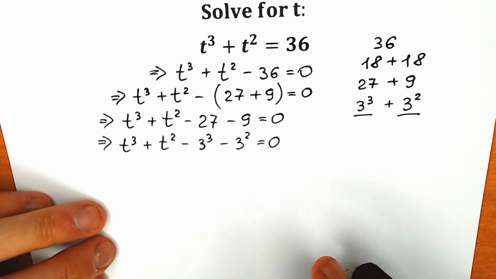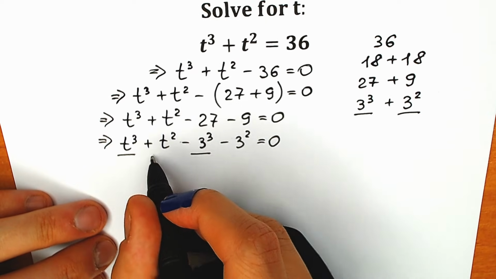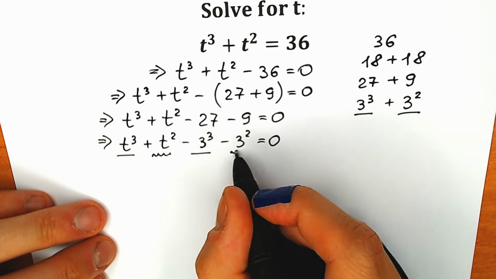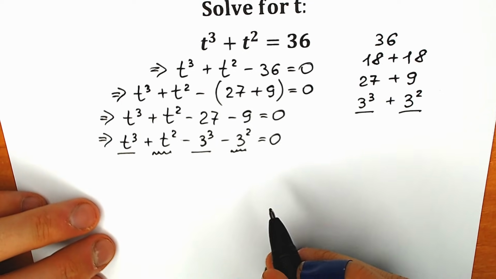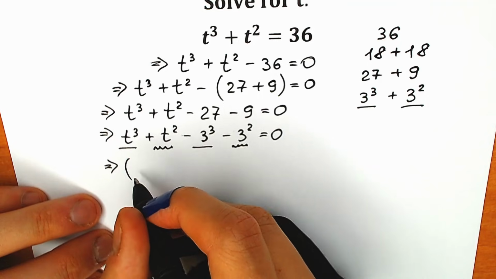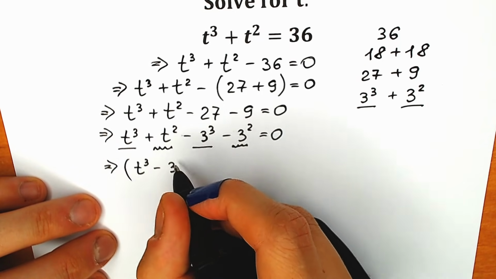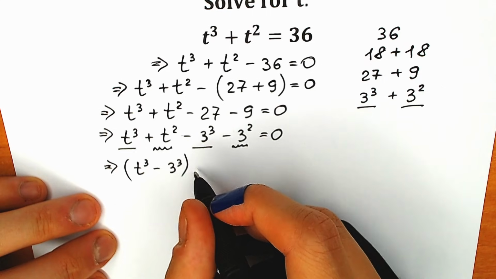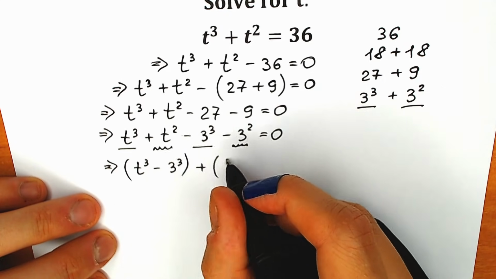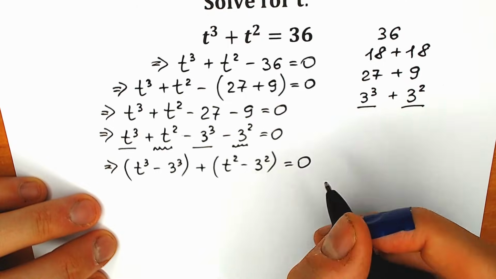Okay, right now, as I said before, we're going to group. So we have t cubed and we have 3 cubed. We have t squared and we have 3 squared. So right now, let's group our cubes and our squares. So what do we have as a result? We have t cubed minus 3 cubed, and in another parenthesis, we have t squared minus 3 squared, equal to 0.